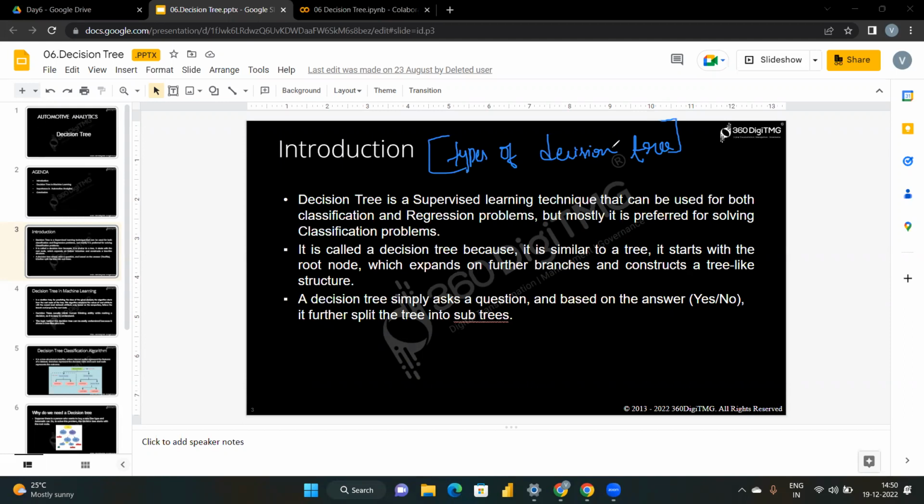ID3, CART, which is nothing but classification and regression trees, chi-square, and reduction in variance. So we have these types of decision trees, and we have some classification problems. After that we'll be seeing what are the two types of decision tree, and we'll be implementing them.